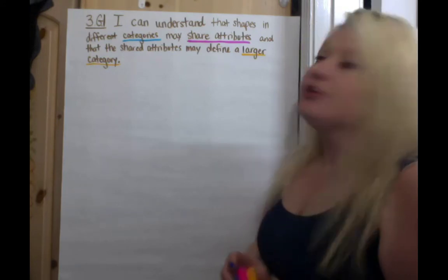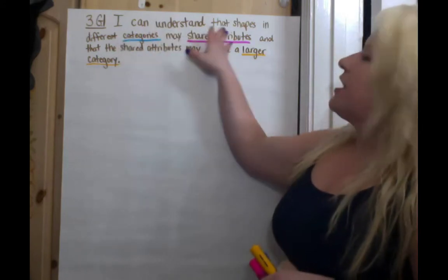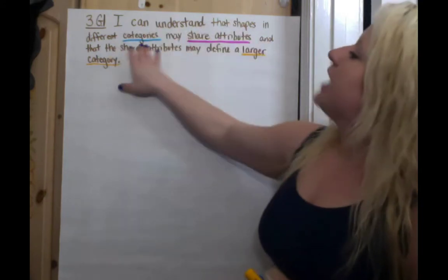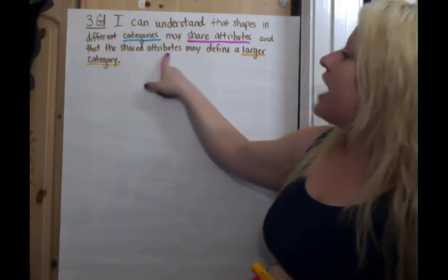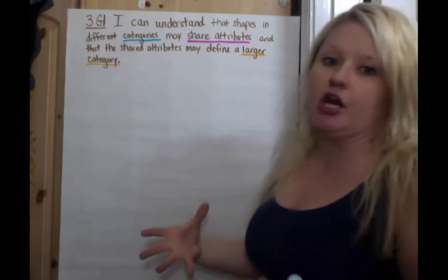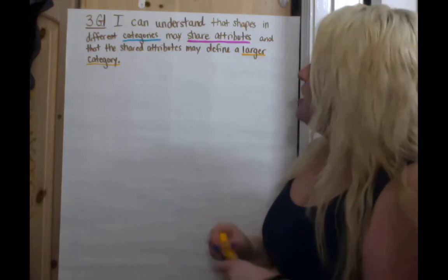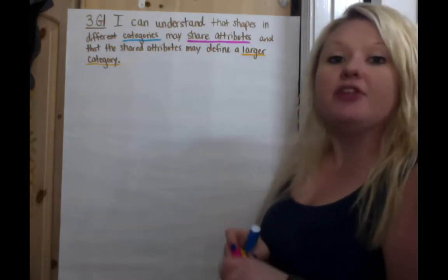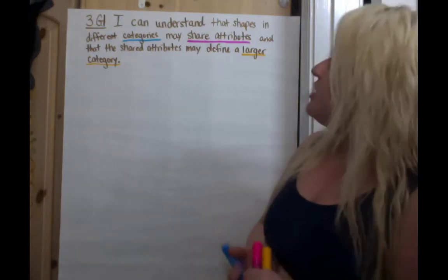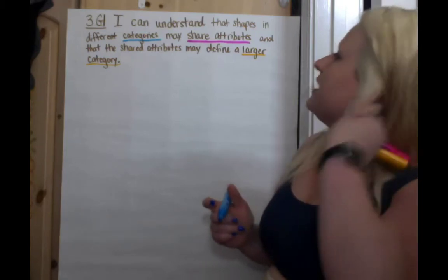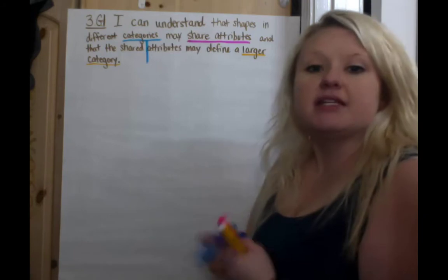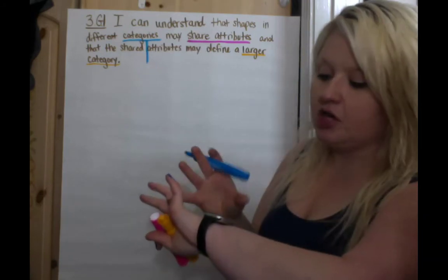So your standard says, I can understand that shapes in different categories may share attributes and that the shared attributes may define a larger category. So I want to talk about what a couple of things in that standard means. When it says category, it means a combined collection of shapes.